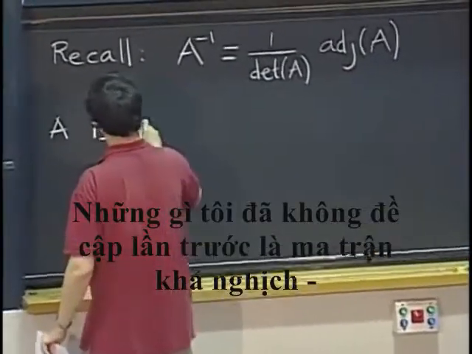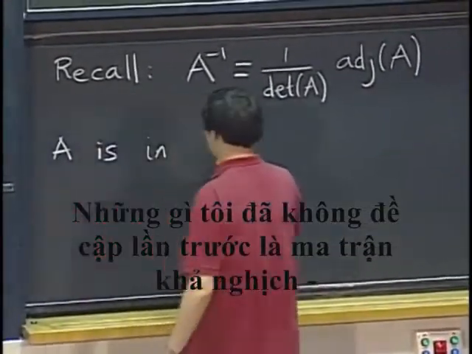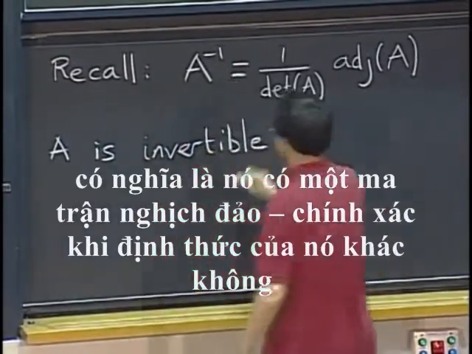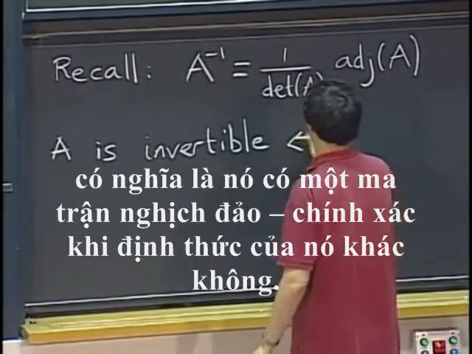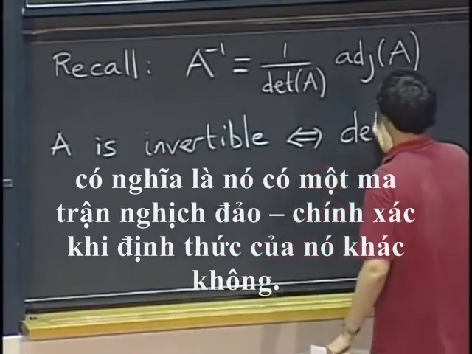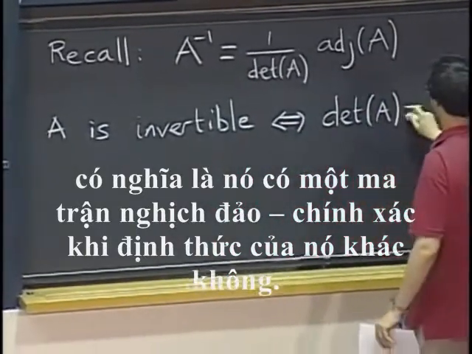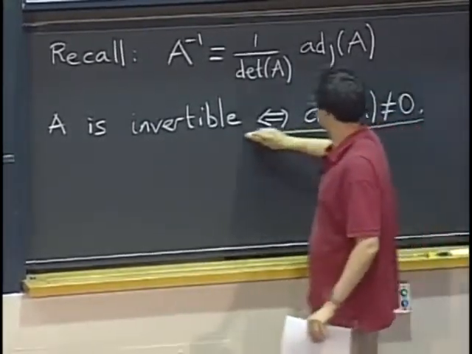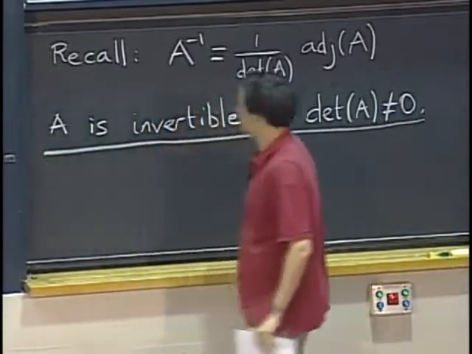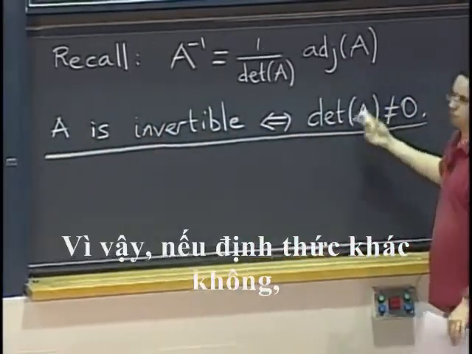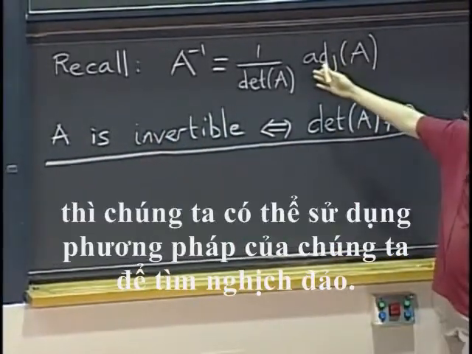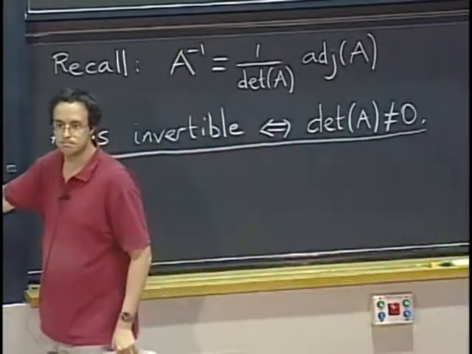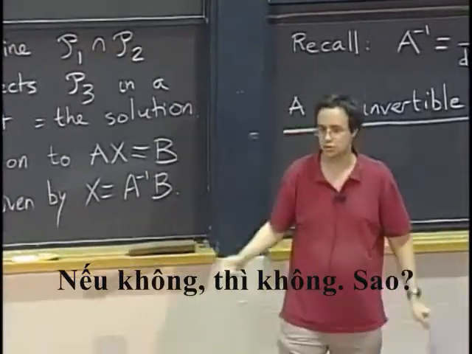So, in fact, what I didn't mention last time is that the matrix is invertible, that means it has an inverse, exactly when its determinant is not 0. Okay, so that's something we should remember. If the determinant is not 0, then we can use our method to find the inverse, and then we can solve using this method. If not, then not.